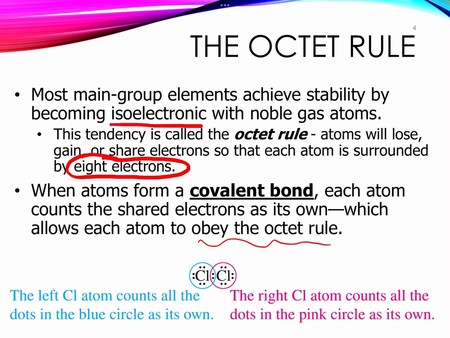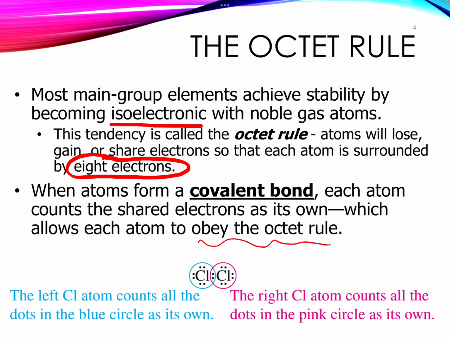Well, remember what I just said. Noble gases have 8 valence electrons. So when we say they're becoming isoelectronic with the noble gases, essentially what we mean is they're having the same number of valence electrons as the noble gases, which is 8. So it's really just another way of phrasing this octet rule. By saying isoelectronic with a noble gas, it's saying they're going to try and get 8 valence electrons.